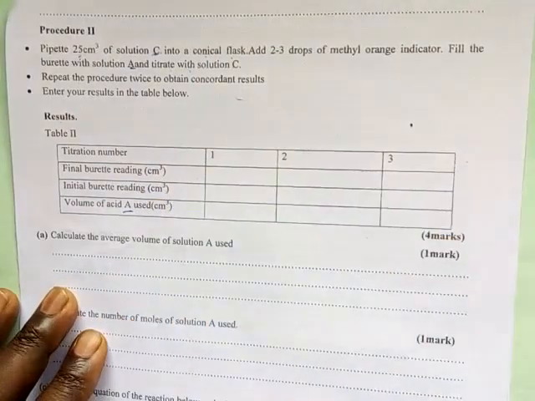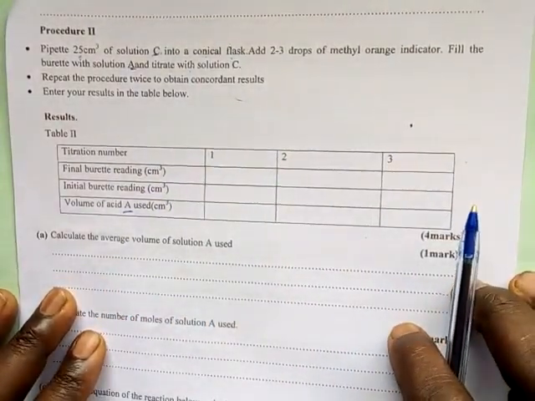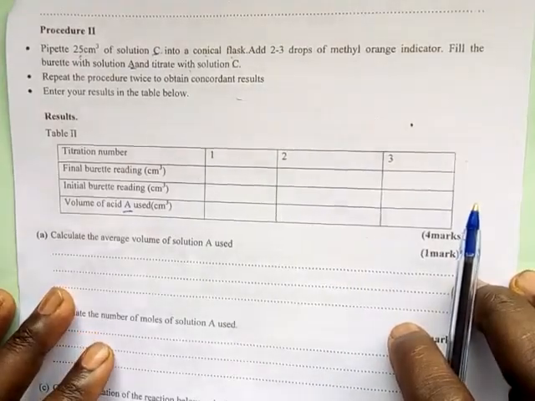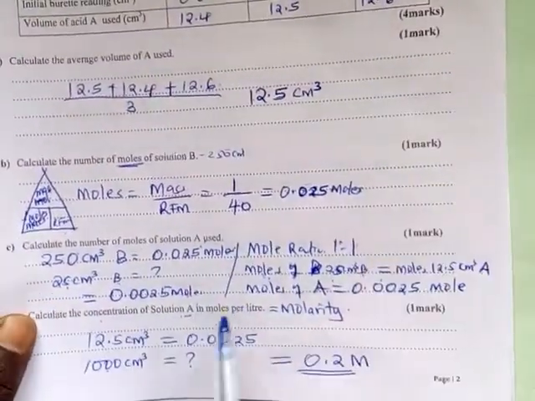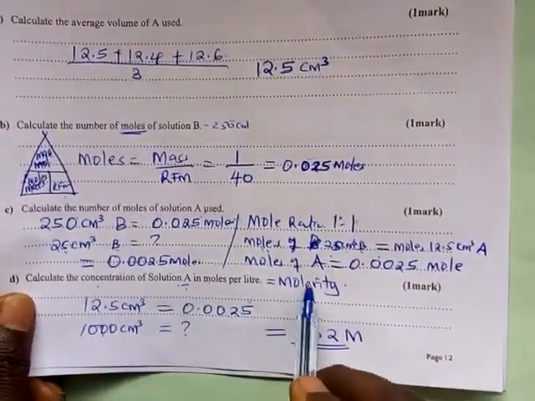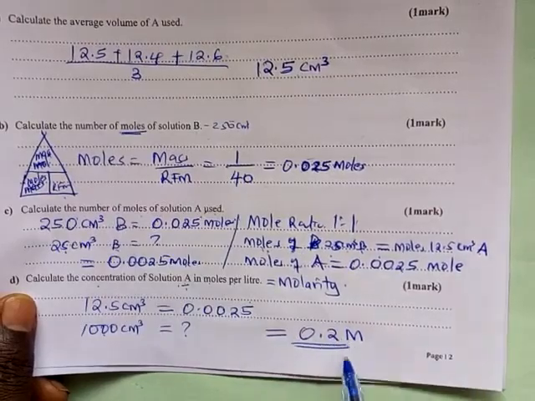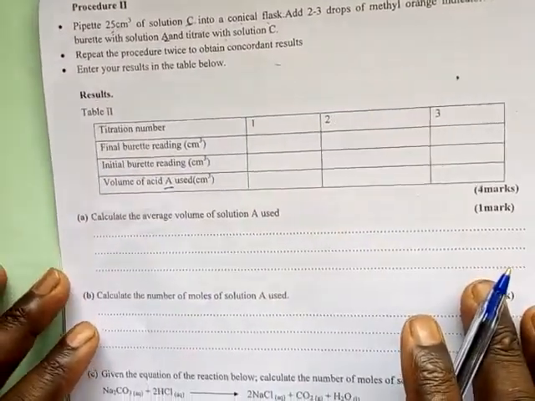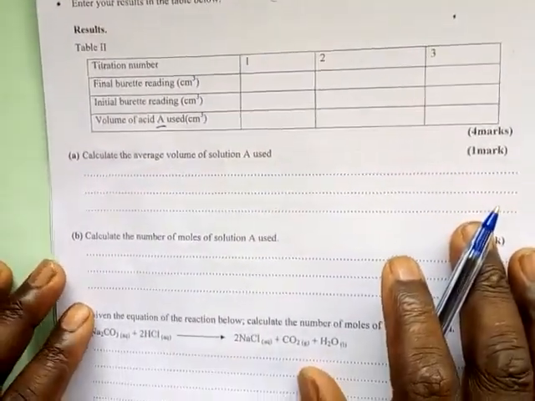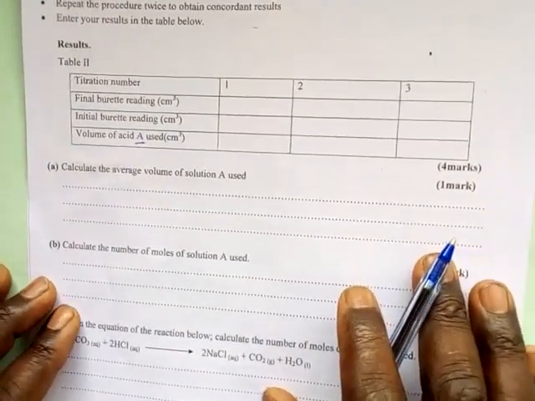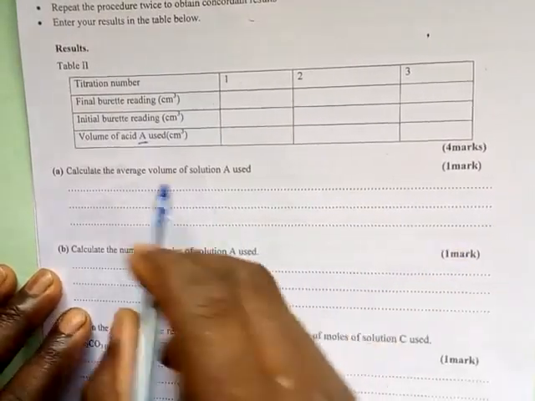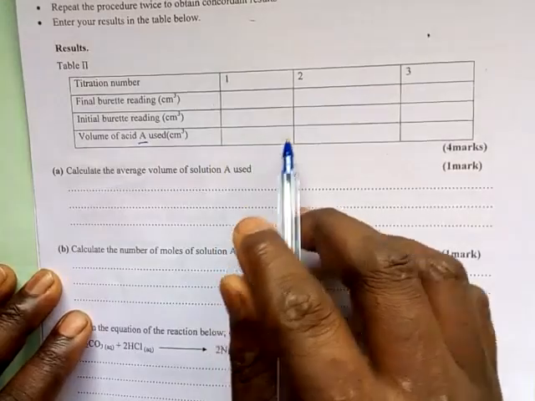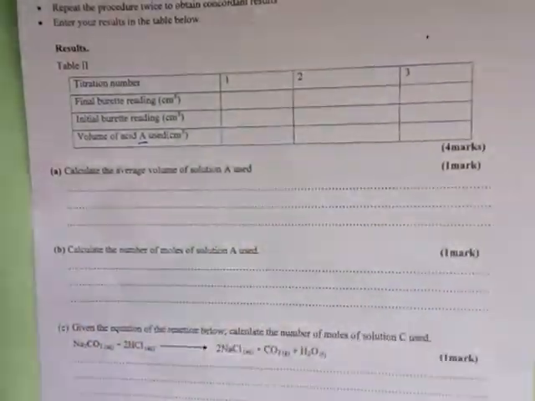But we know a lot of information about solution A. First, we know the molarity of solution A, the one we have just calculated. Molarity of A, we know it is 0.2 M. This one is going to be very simple because you need to connect from part A, procedure 2. So here I'm going to give you the procedure or the volume.